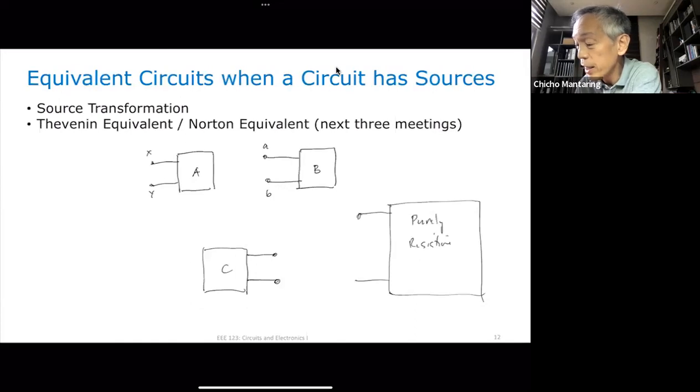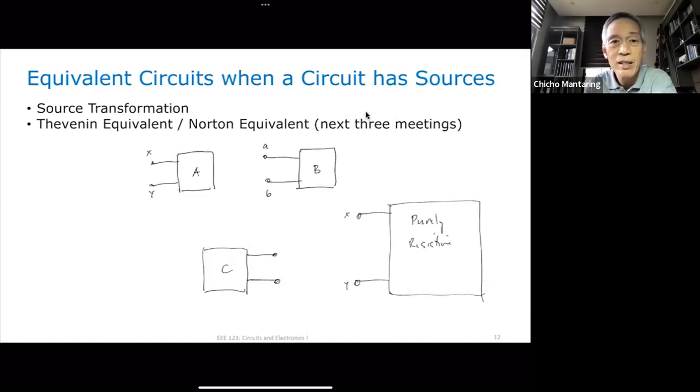and I'm only interested in the behavior of this particular circuit with respect to, let's say, terminals X and Y. In other words, I'm only interested in the behavior with respect to these two terminals. I don't really care what else is happening inside here. If this is purely resistive, what tools are available? Can you remind me what tools are available to get the equivalent circuit? What are the transformations that you learned?